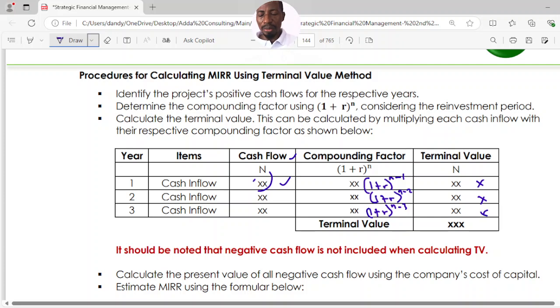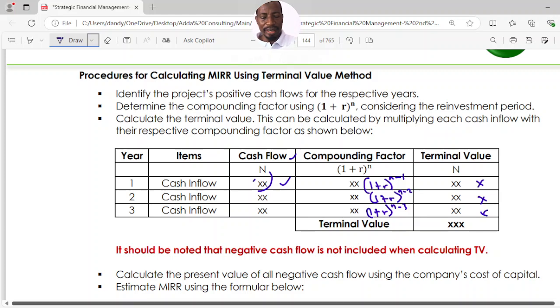Of course, we are going to demonstrate it with a live question. Then, of course, when you are calculating the terminal value, please, you don't include negative cash flow. The terminal value only considers positive cash flows. So when you have negative cash flow in between years, remove the negative cash flow. It shouldn't be included. Okay, negative cash flow should not be included.